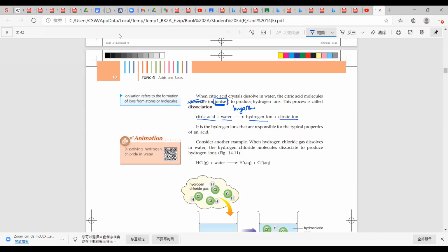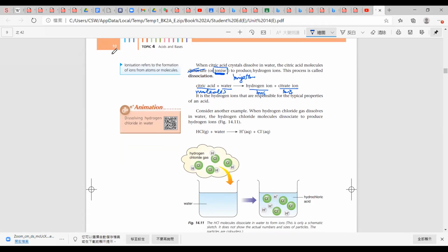So what does ionization mean? The molecules turn into ions. Similarly, take HCl: it is not a liquid or a solid, it's a gas, and we call it hydrogen chloride. Now, we don't have any hydrochloric acid gas; instead, we have hydrogen chloride gas. Once it dissolves in water, the hydrogen chloride molecules will also ionize to produce hydrogen ions. So what does it mean by ionize?